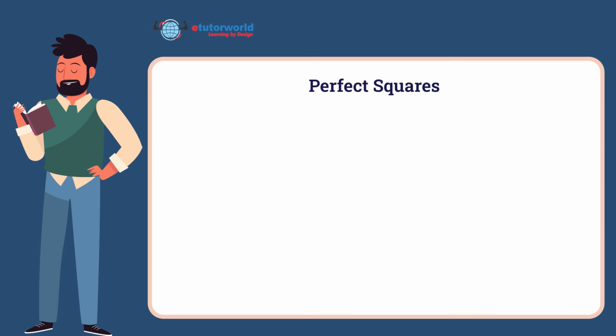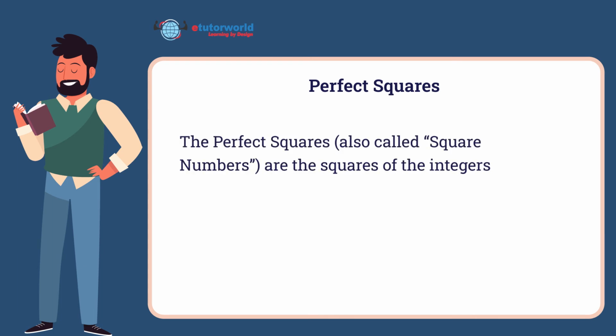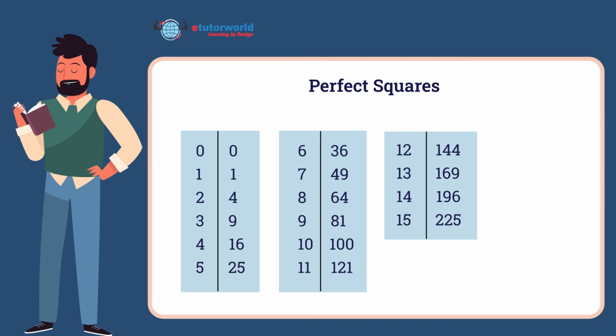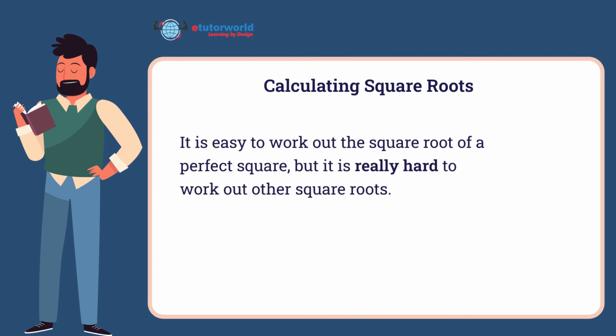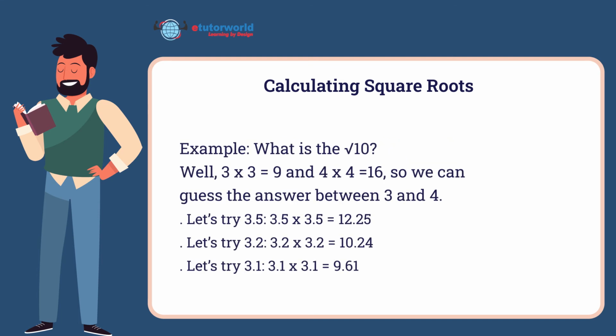Perfect squares. The perfect squares, also called square numbers, are the squares of the integers. Try to remember them up to 12. Calculating square roots. It is easy to work out the square root of a perfect square, but it is really hard to work out other square roots. Example, what is the square root of 10?